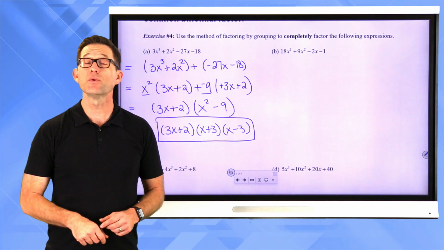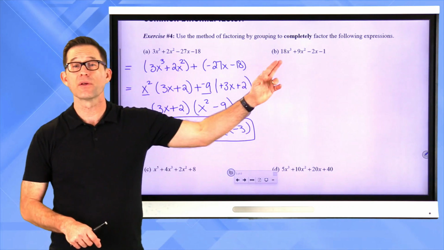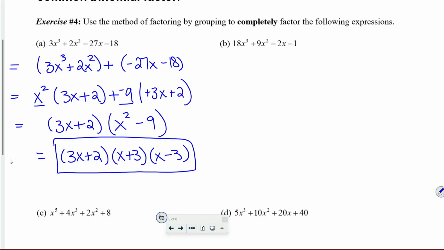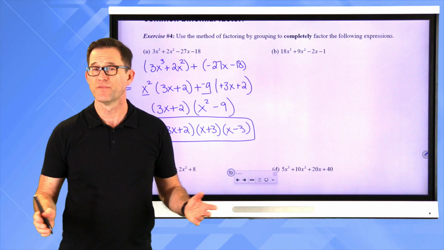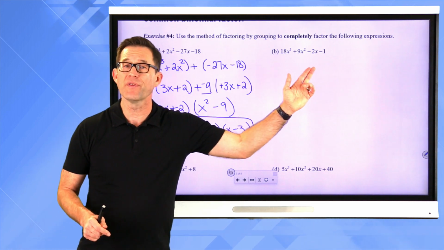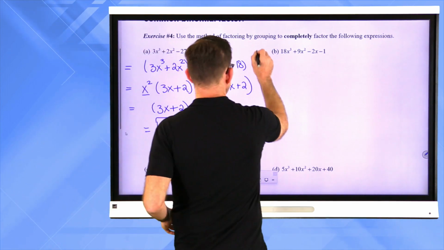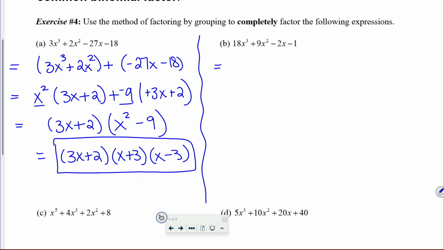All right, let's do another one of these together. Let's take a look at letter B. 18x cubed plus 9x squared minus 2x minus 1. Fantastic. All right, with this one, again, what we're going to do is start off by grouping the first two terms. 18x cubed plus 9x squared plus negative 2x minus 1. Awesome.